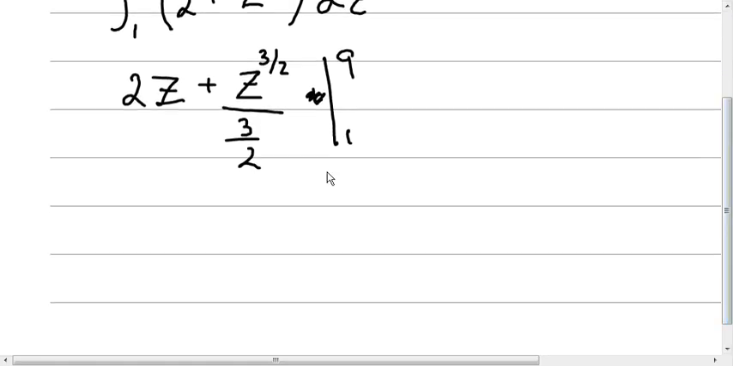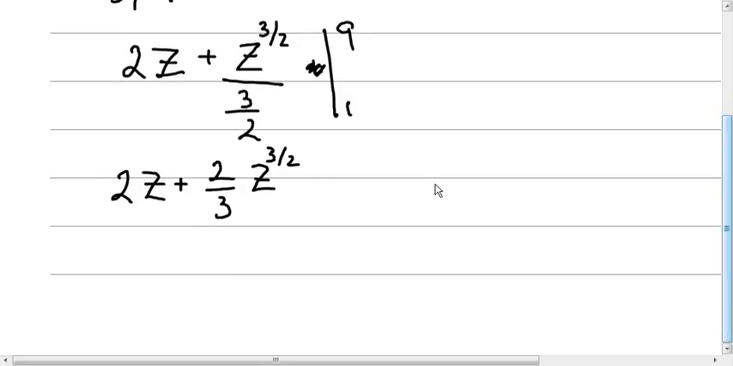Take a look at this. We're going to get, this actually changes a little. I might rewrite this. 2z plus, now this becomes the reciprocal when we move it up, so we get 2/3 times z to the 3/2. And now this is equal to, evaluated between 1 and 9, plug in the 9, we get 18, 2 times 9, plus 2/3 times 9 raised to the 3/2 power. Basically on your calculator, take 3 and cube it, and then take the square root.